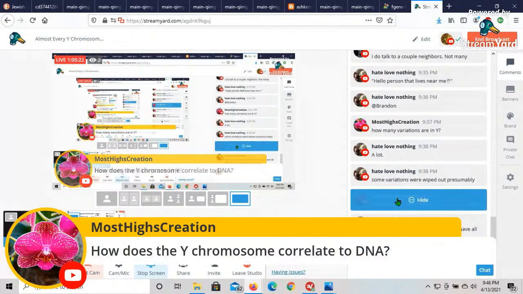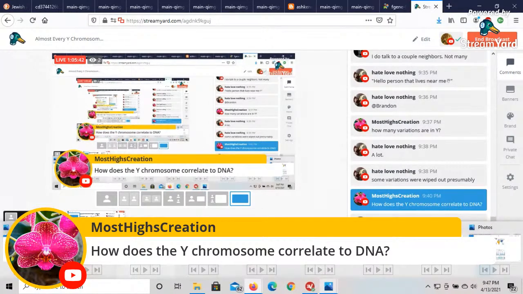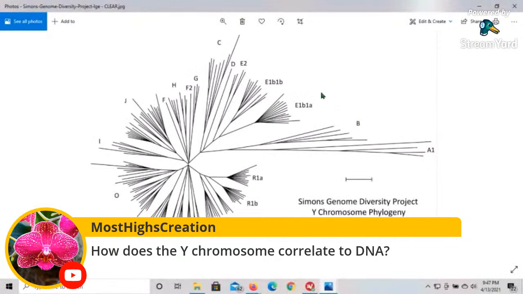Let's see. Okay. How does the Y chromosome correlate to DNA? The Y chromosome is the paternal male direct descendant DNA designation. So in this chart here that we were looking at, all these are the Y chromosomes. These are all Y chromosome male paternal line descendants. So for example, my Y chromosome is an IY chromosome.